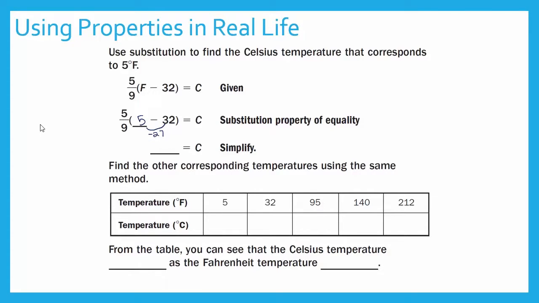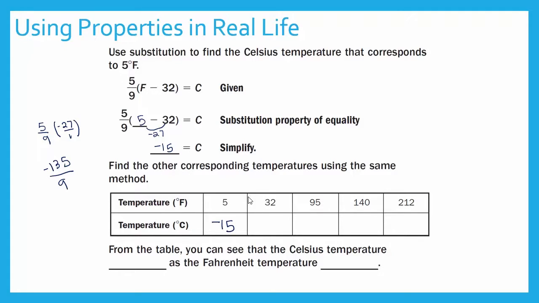And then multiply negative 27 by 5 ninths. 5 times negative 27 is negative 135. 9 times 1 is 9. Negative 135 divided by 9 is negative 15 degrees. And so our Celsius conversion for 5 degrees Fahrenheit is negative 15 degrees Celsius.